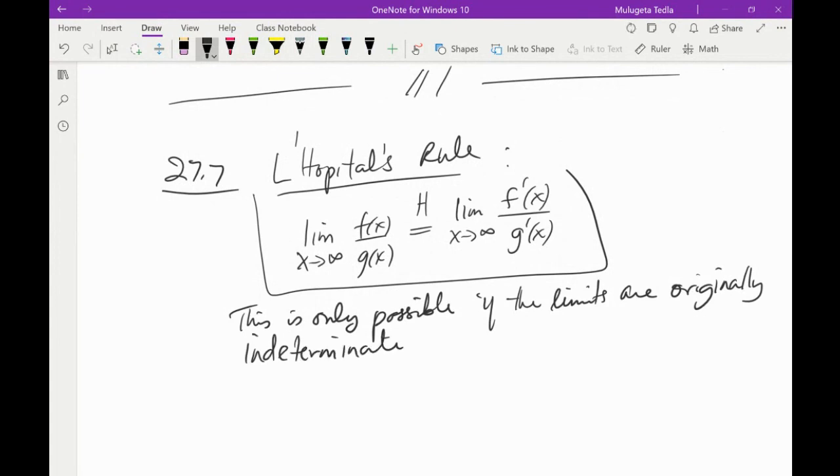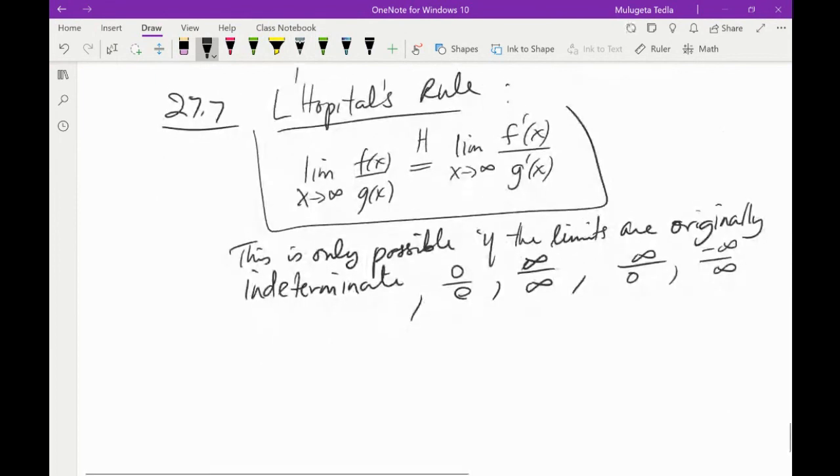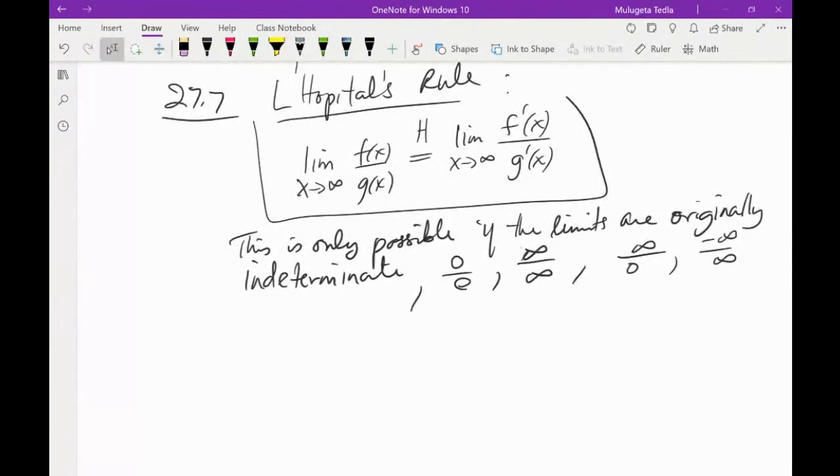Indeterminate means 0 over 0, infinity over infinity, or a combination of the two, infinity over 0, or negative infinity over something over infinity. They are all indeterminate, a combination of this. Indeterminate means we don't know the value.